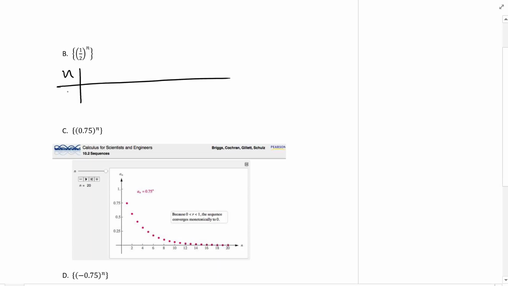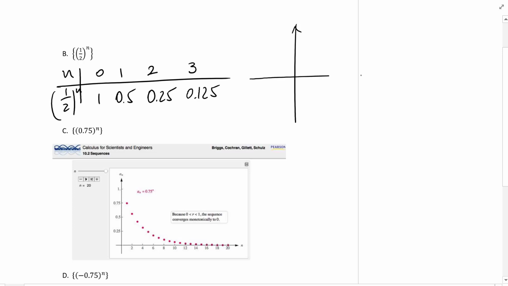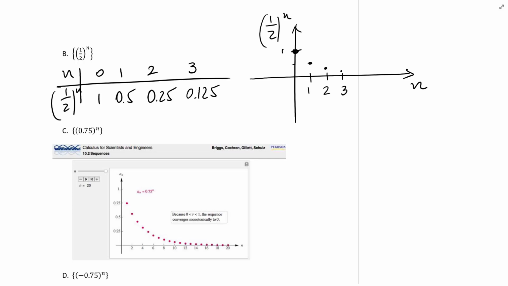So if we give values to n in 1 over 2 to the n, if n is 0, we get 1. If n is 1, it's 0.5. If n is 2, it's 0.25. If n is 3, it's 0.125. So if we plot this in a coordinate plane, n and 1 over 2 to the n, we get this, which obviously the terms, what happens to them? They are positive and they are decreasing and they are approaching 0. So this one converges to 0. You can give even more points than that.